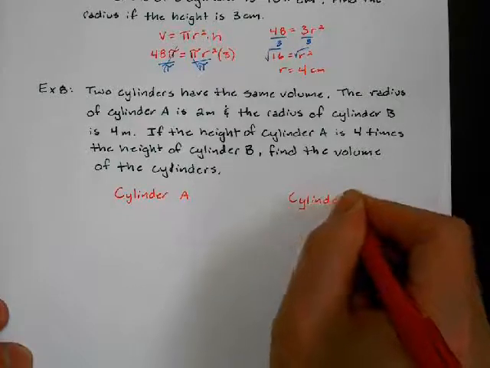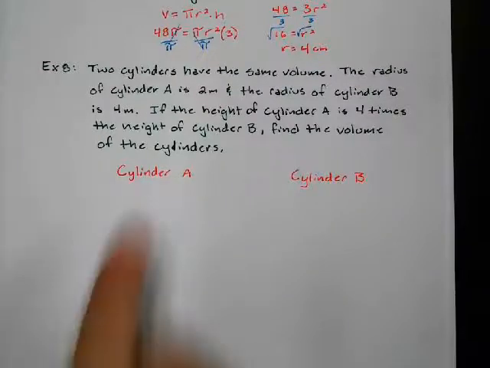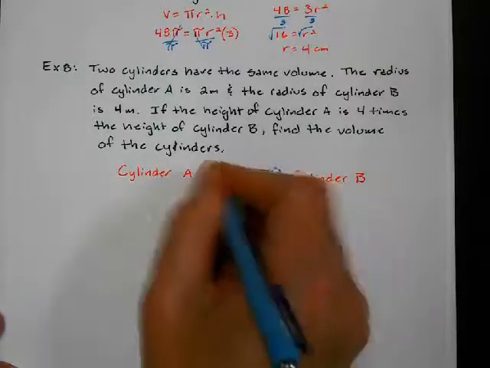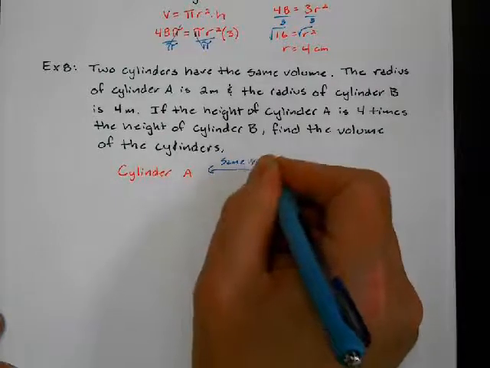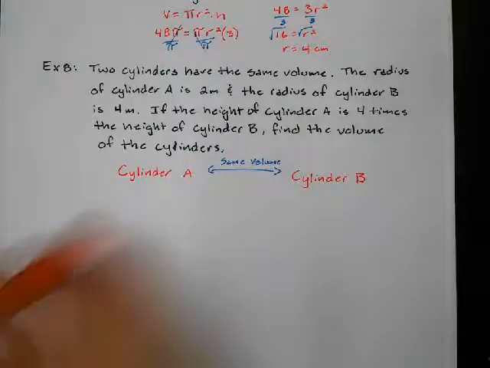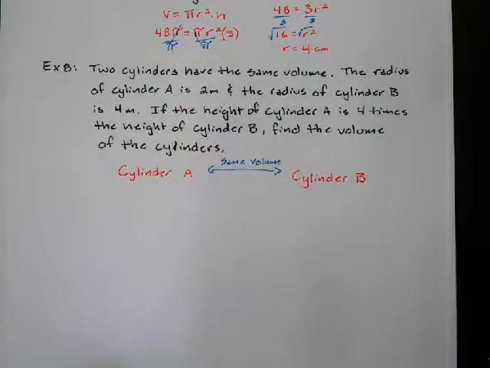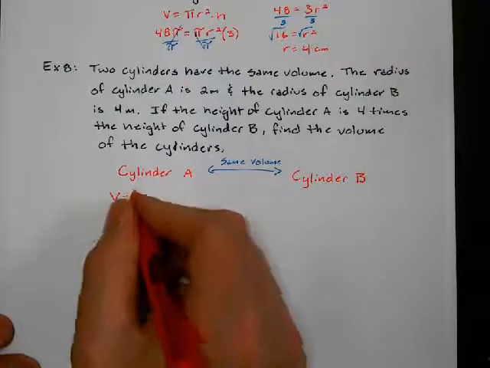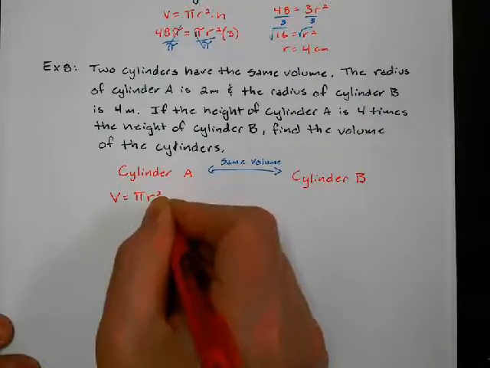Okay, the first part says they have the same volume. Okay, I'm going to write that down so I don't forget. Same volume. Okay, that's helpful. All right, it says the radius of cylinder A is 2 meters. Okay, so all of these, I'm going to need equations. So this is volume equals pi r squared times the height, and so is this one. Volume equals pi r squared times the height.